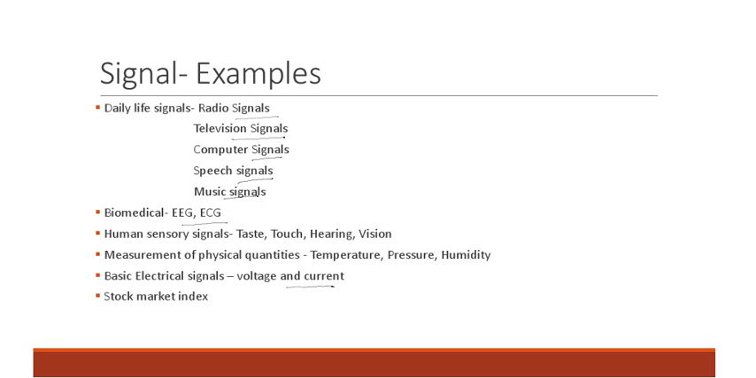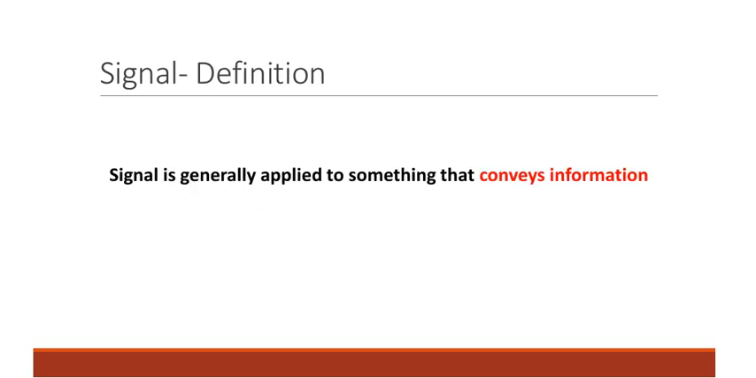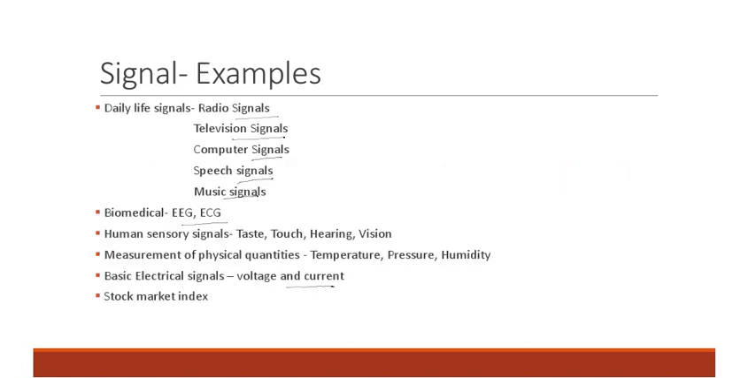With all these examples, can we frame a definition for signal? Signal is generally applied to something that conveys information. So signal means something that gives us information from one point to another point. Let us go back to these examples and understand the definition.